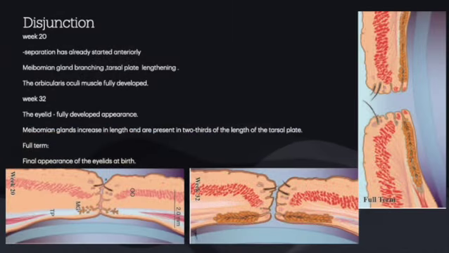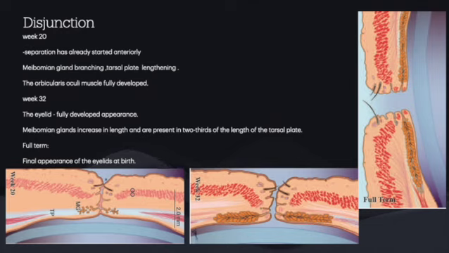By around week 20, if you see the lower left corner picture, the eyelids are still visibly fused and the separation has already started anteriorly. The meibomian gland branching is the first to be observed and the tarsal plate has lengthened significantly. The orbicularis muscle, OO, looks more fully developed. Nearly mature follicles are about to pierce the lid margin, which is also evident in this picture.